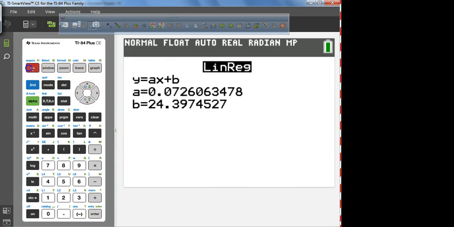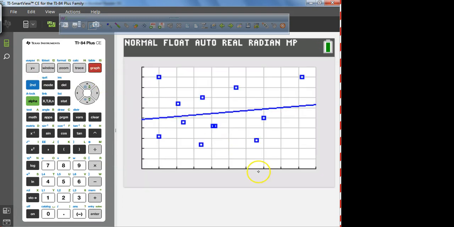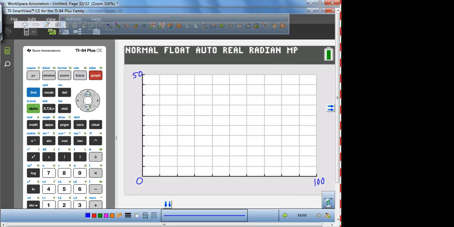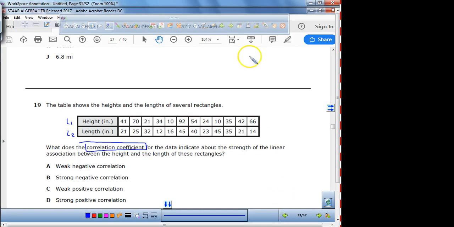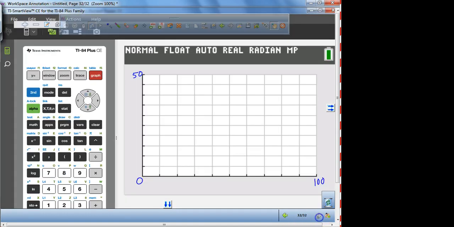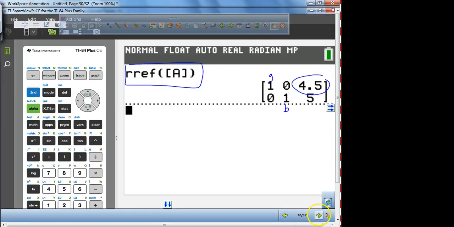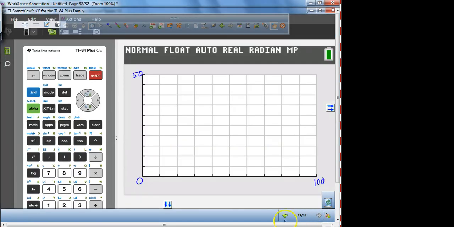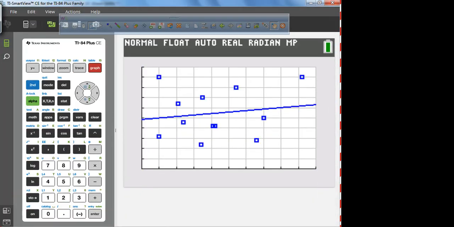Alright, so there, you hit y equals, you'll see that's in there. Now look what I graph. That line is pretty much the closest line that it can get to all of those points. But what does the question ask you? It says, what does the correlation coefficient for the data indicate about the strength of the linear association between the height and the length? What would you guys say? Do you think there's a strong correlation that those match or a weak correlation? What do you think? That's totally weak.